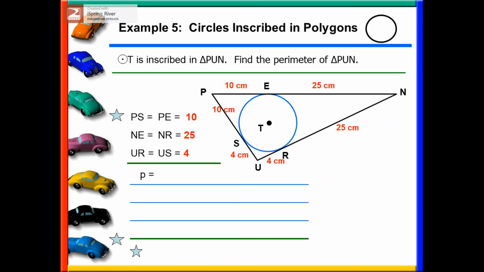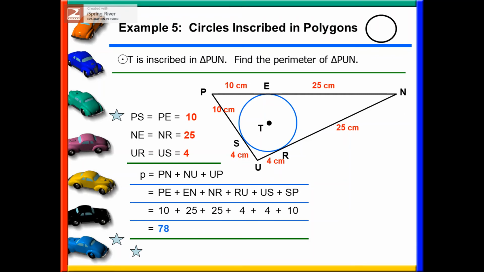What is the perimeter? So PN plus NU plus UP is equal to, by the definition of the perimeter, adding all the sides, and that is equal to 10 plus 25 plus 25 plus 4 plus 4 plus 10, and that is equal to 78. So the perimeter is 78 centimeters.